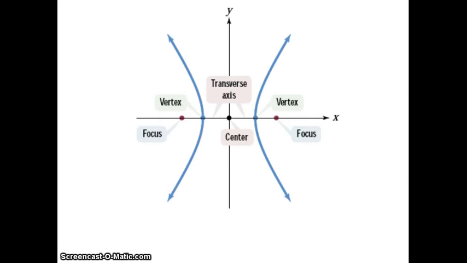A hyperbola has what's called a transverse axis. The transverse axis contains the focus points, which are in the cup of the hyperbola, and the vertices of the hyperbola, along with the center of the hyperbola.